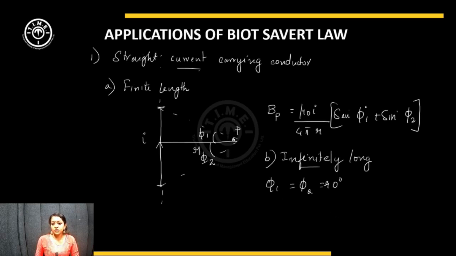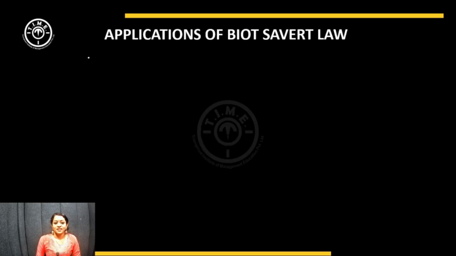Now, when you substitute the values of phi 1 and phi 2 in the above equation, you will get the value of magnetic field as mu 0 I divided by 2 pi r. Because sine 90 plus sine 90 is 1 plus 1, 2. And that 2 and this 4 will get cancelled, and finally you will get mu 0 I by 2 pi r. Clear? Now let's see the third case, which is also very important.